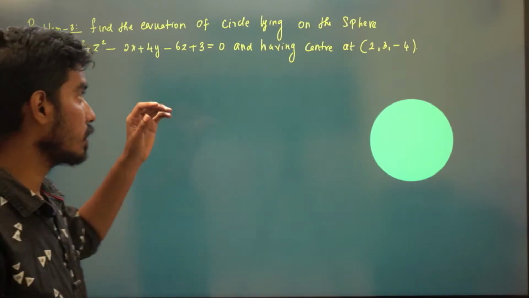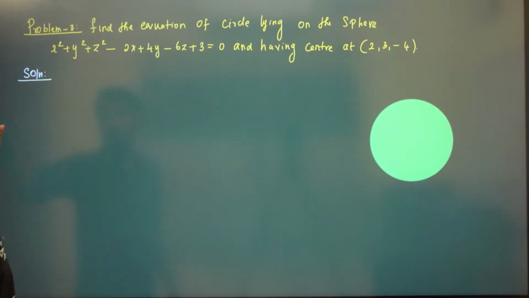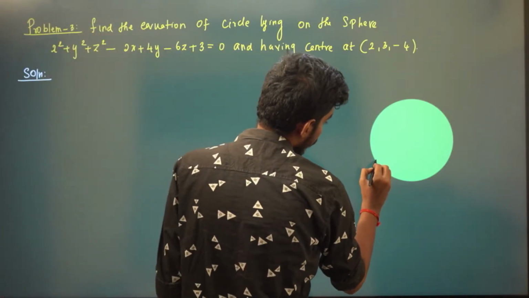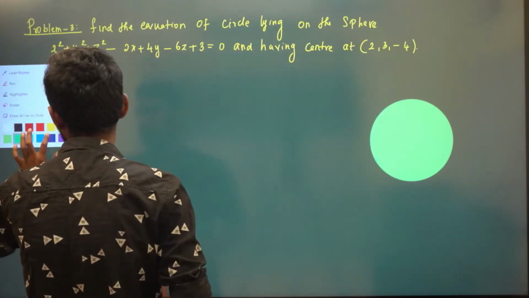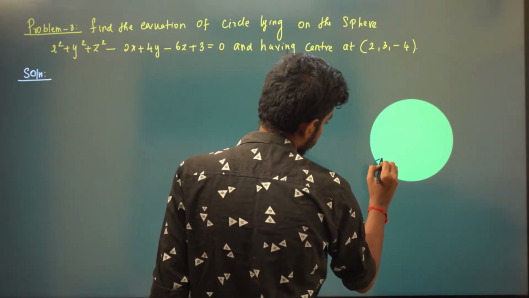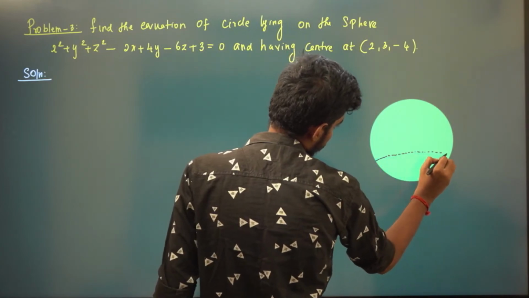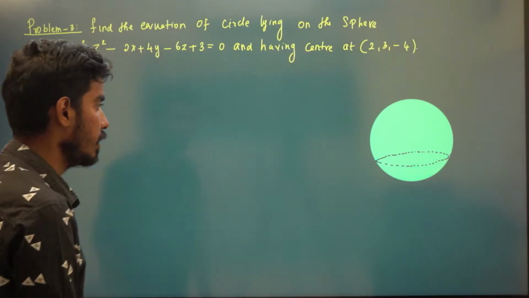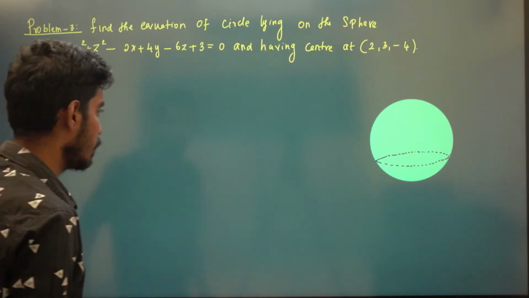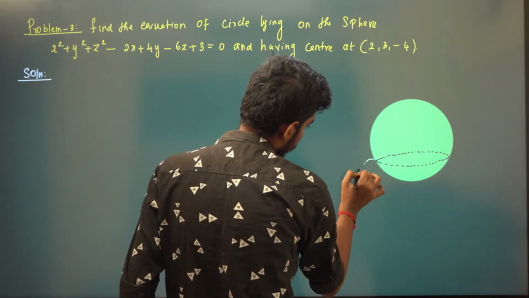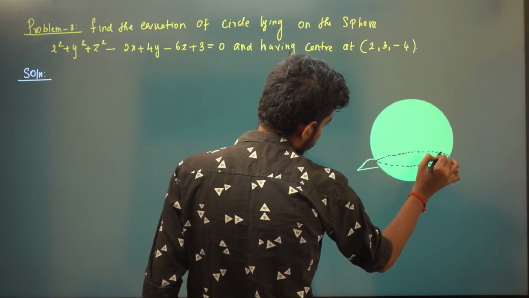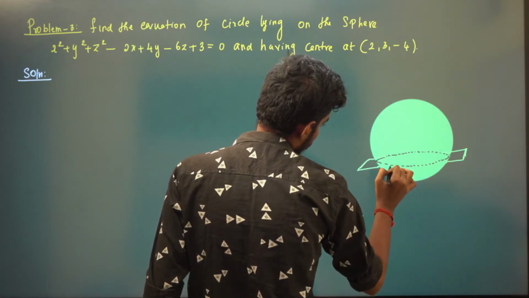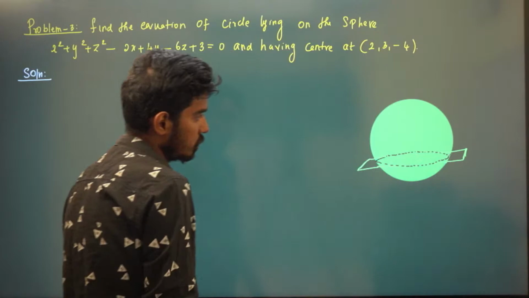So find the equation of the circle lying in the sphere and having center at this point. Very simple problem. We need to find the equation of this circle, which is cut by this plane.